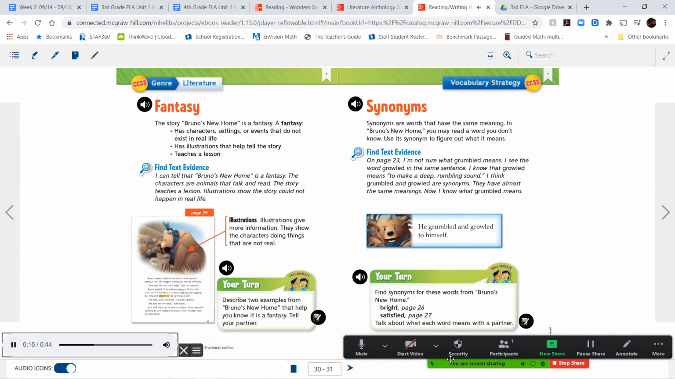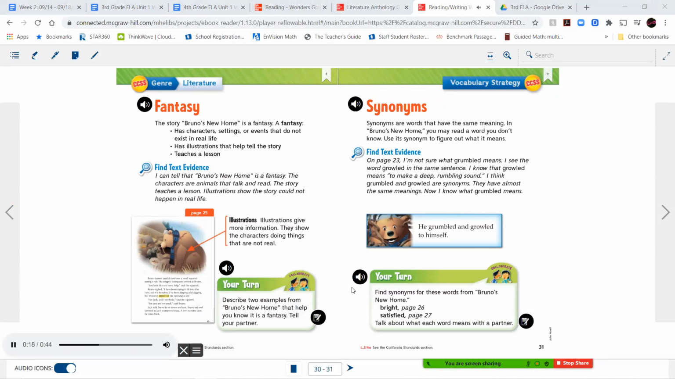Find text evidence. On page 23, I'm not sure what grumbled means. I see the word growled in the same sentence. I know that growled means to make a deep rumbling sound. I think grumbled and growled are synonyms. They have almost the same meanings. Now I know what grumbled means. He grumbled and growled to himself.